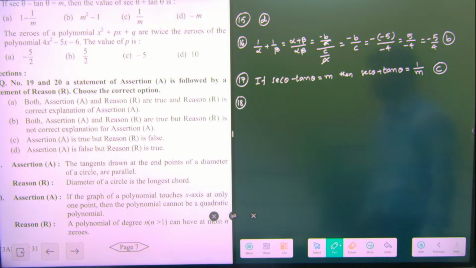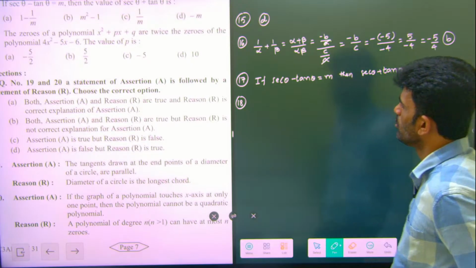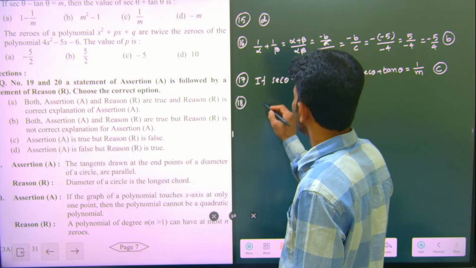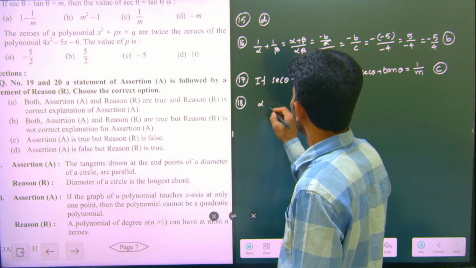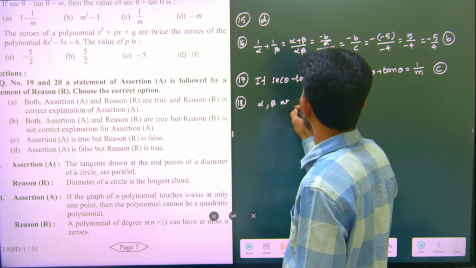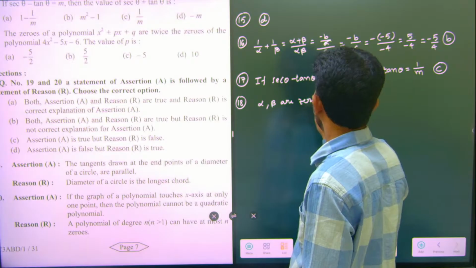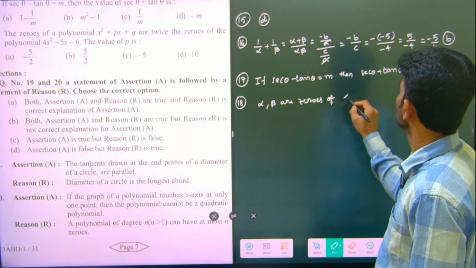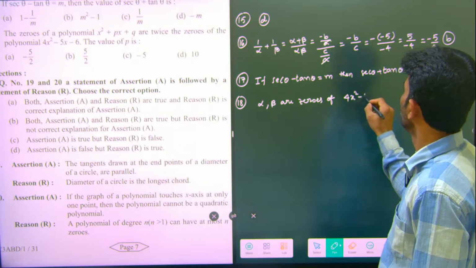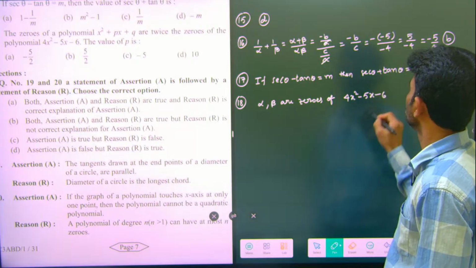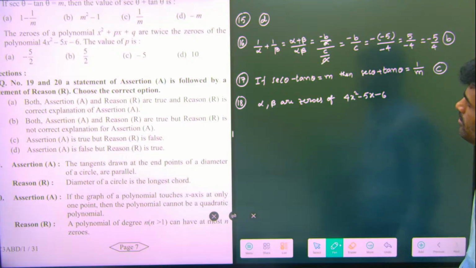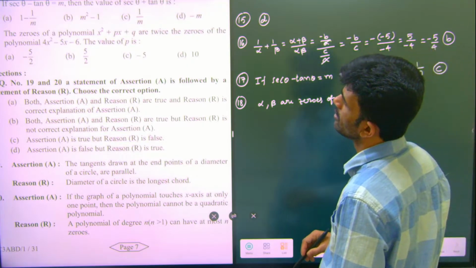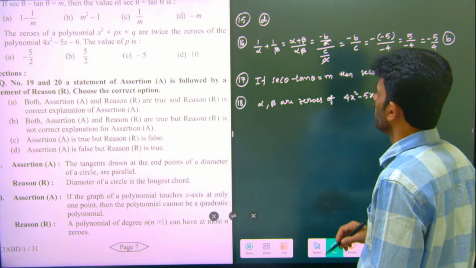The zeros of the polynomial x square plus px plus q are twice the zeros of the polynomial. So here two polynomials are given. Let alpha comma beta be zeros of 4x square minus 5x minus 6. We have to find the value of p.